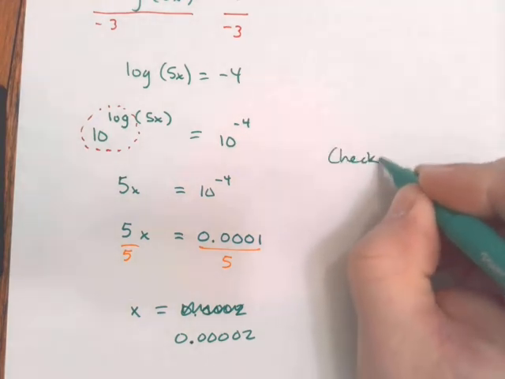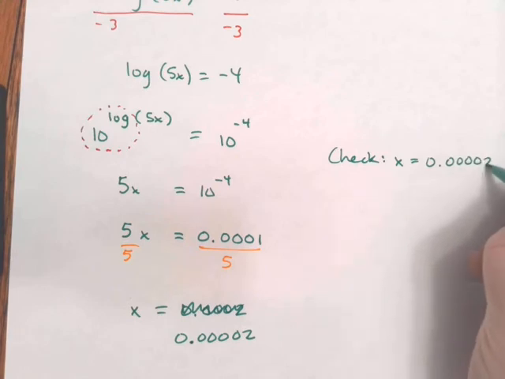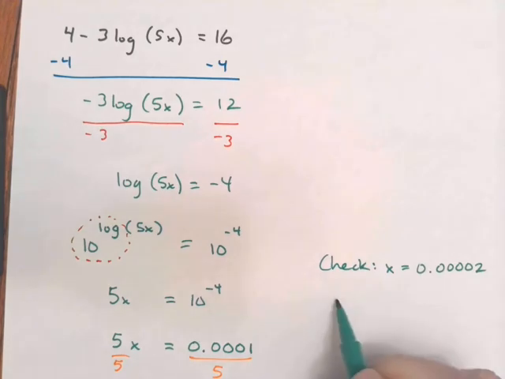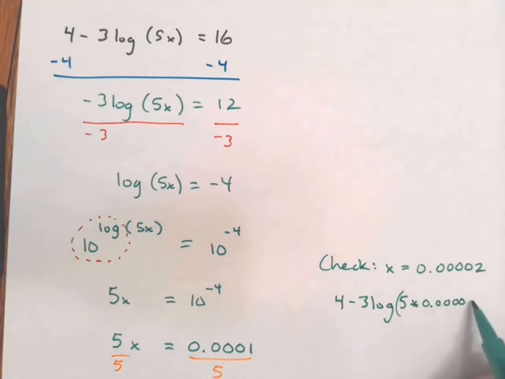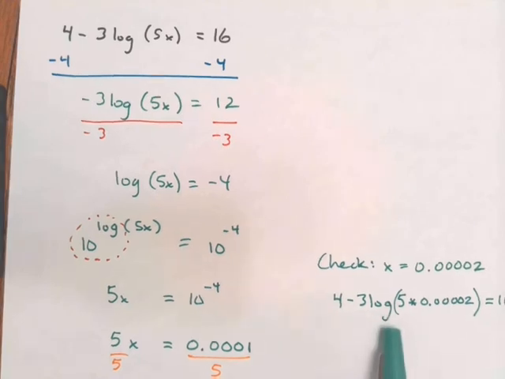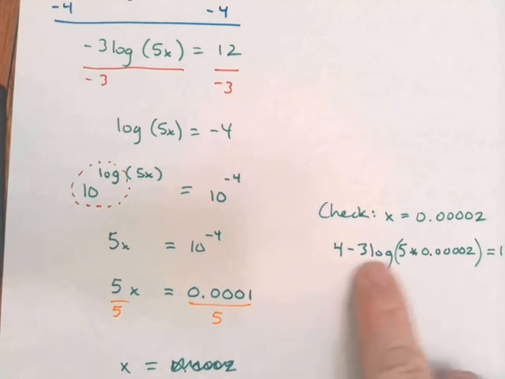We do want to go through and check and see if that is actually a solution. So I'm going to plug that back into the original up here. So we would have 4 minus 3 times log of 5 times 0.00002, and I want to see if that's equal to 16 or not. This is log base 10, and I have a log base 10 button on my calculator, so I can just type that in.